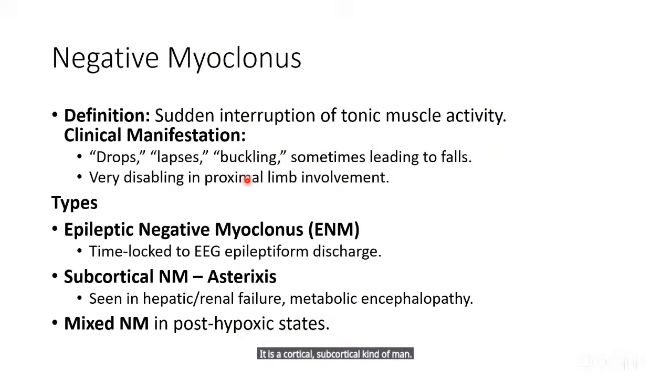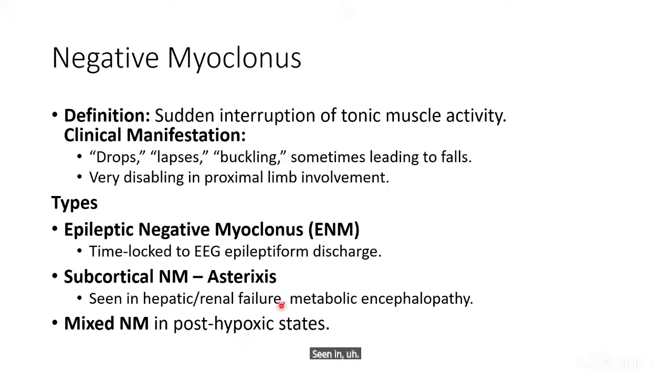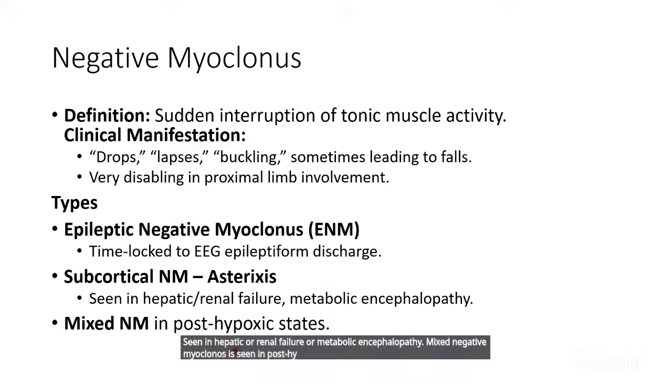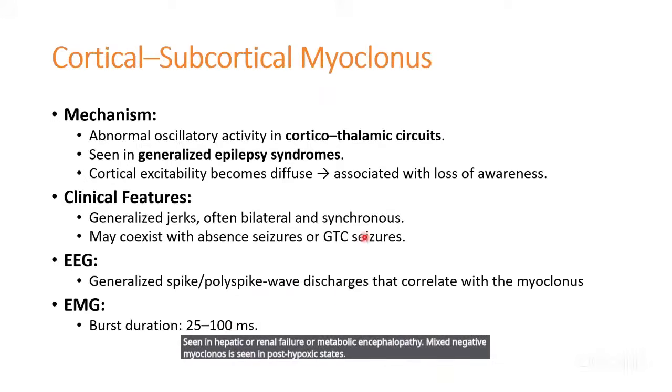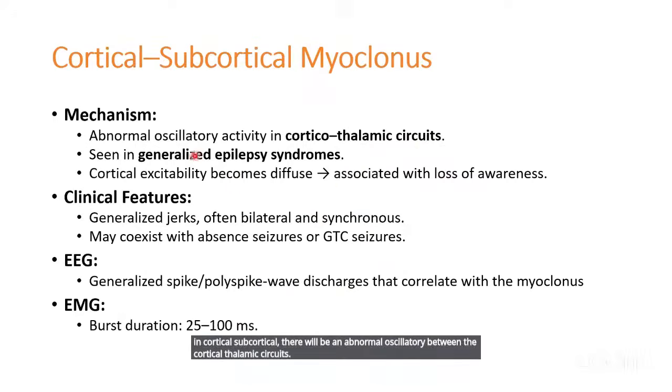Negative myoclonus is a sudden interruption of tonic muscle activity, causing drops, lapses, and buckling, sometimes leading to falls, and is very disabling in proximal limb involvement. In epileptic negative myoclonus, time-locking to the EEG epileptic discharges is seen. In subcortical negative myoclonus, asterixis is seen in hepatic or renal failure or metabolic encephalopathy. Mixed negative myoclonus is seen in post-hypoxic states.